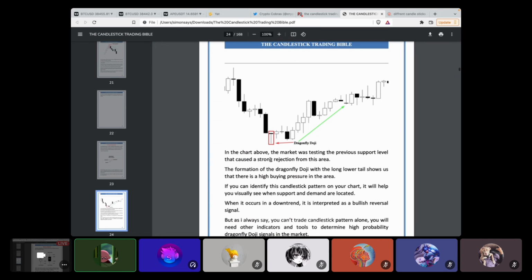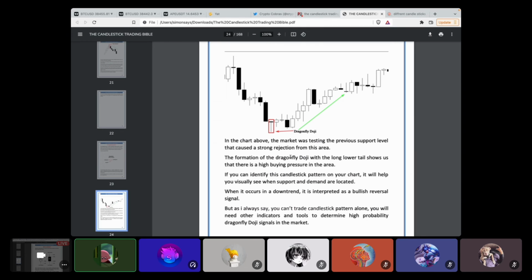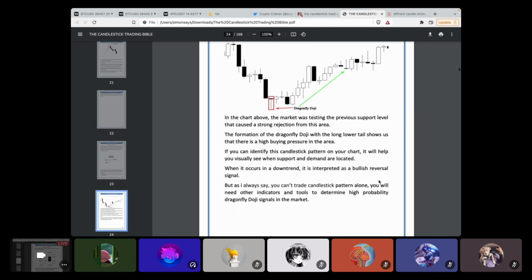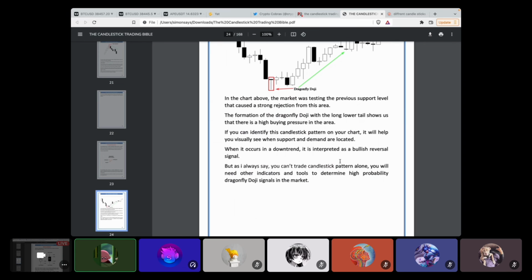In the chart above, the market was testing its previous support level, and that causes a strong rejection from this area. The formation of a Dragonfly Doji with the long lower tail shows us there's high buying pressure in this area. If you can identify these candlestick patterns in your chart, it'll help you visually see where support and demand are located. When it occurs in a downtrend, it's interpreted as a bullish signal.